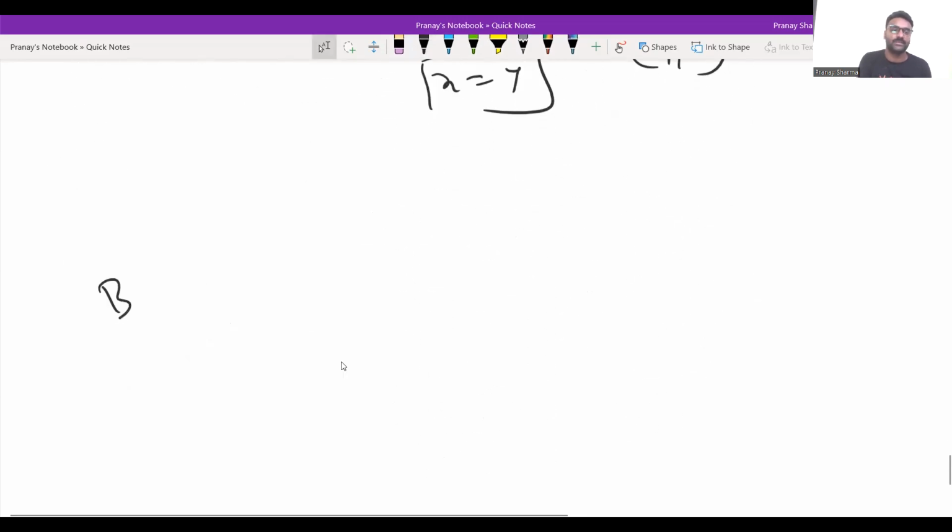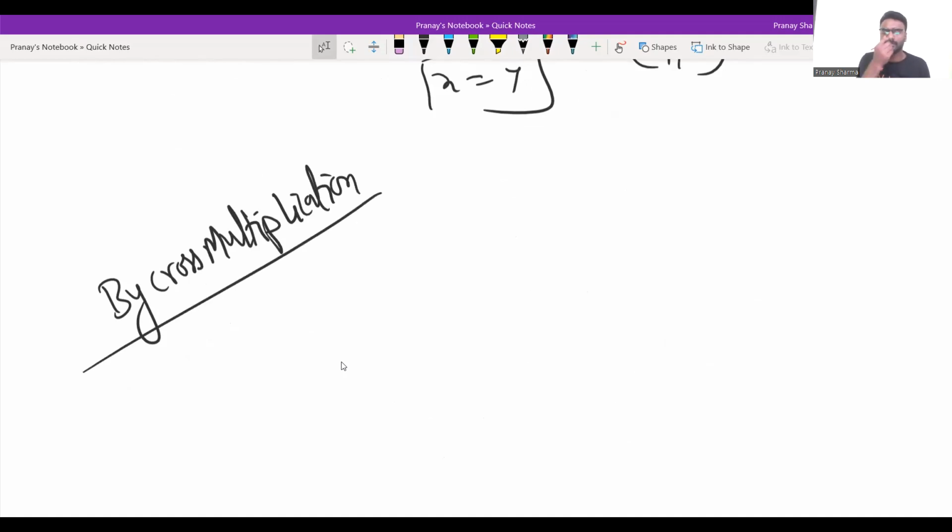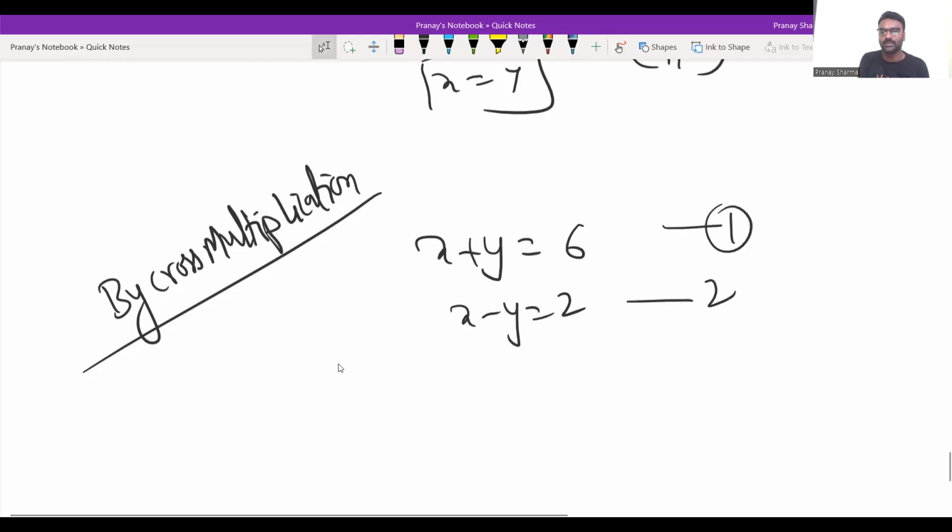The third method is the cross multiplication method. That is considered the toughest method, and it is based on the concept of determinant as well, and Cramer's rule that you will be studying in higher grades, 12th, in matrices. So x plus y equals 6 and x minus y equals 2, those were the equations given to us.